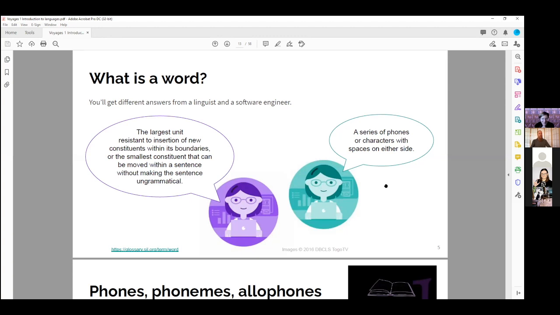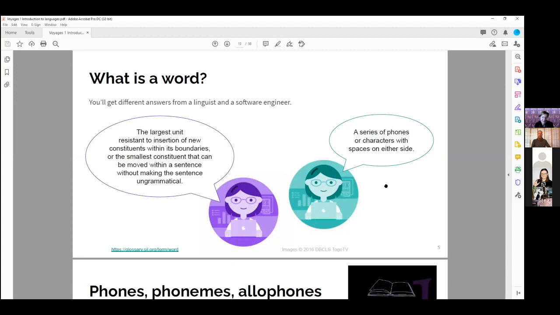Sorry, I was just looking at a comment in the chat. That right-hand side definition doesn't sound like it'll work for CJK languages. CJK? Chinese, Japanese, Korean. Ah, sorry. Yes. Yeah, I think you're right.